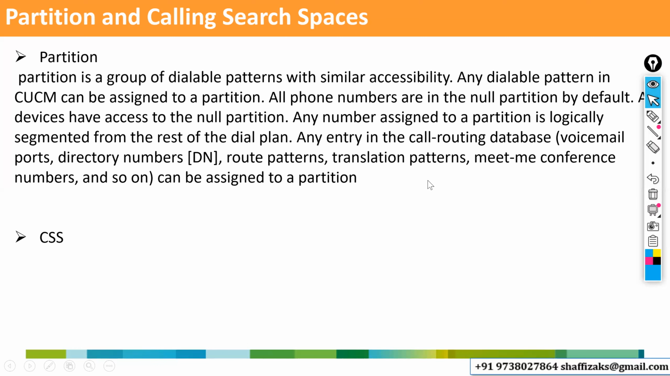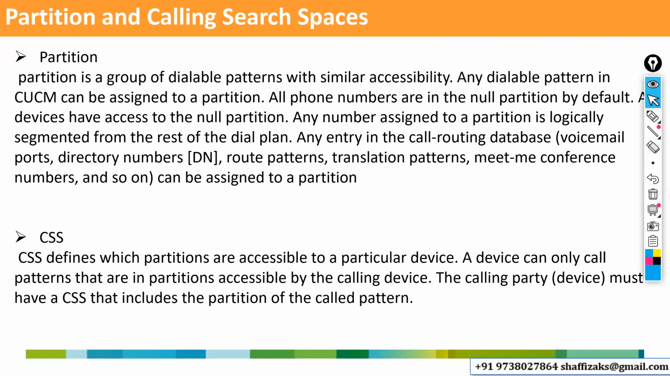Next, CSS, calling search space. When you have created different partitions, CSS defines which partitions you are able to reach. There will be many partitions, maybe 5, 50, 100 partitions. CSS defines that. You can create multiple CSSs, based on the location or based on the user. CSS defines which partitions you can reach.